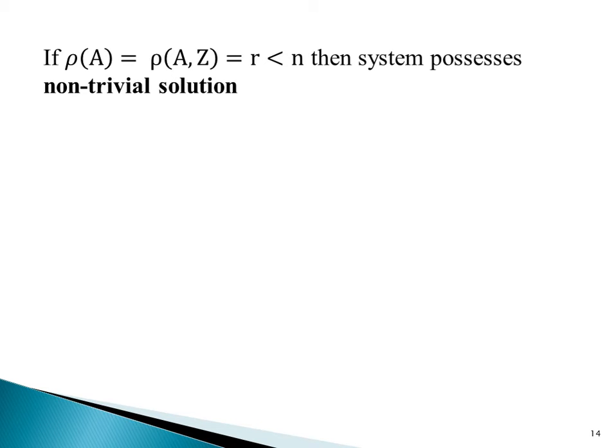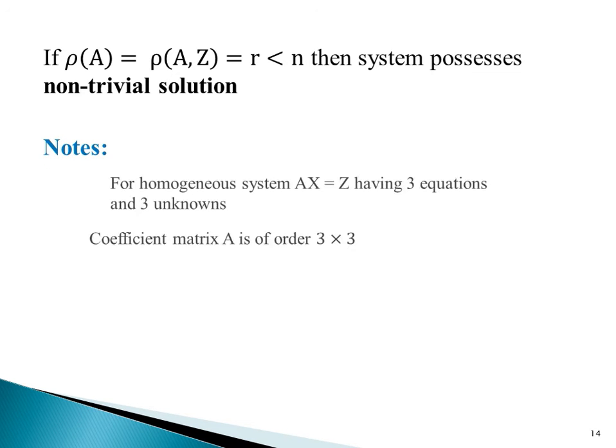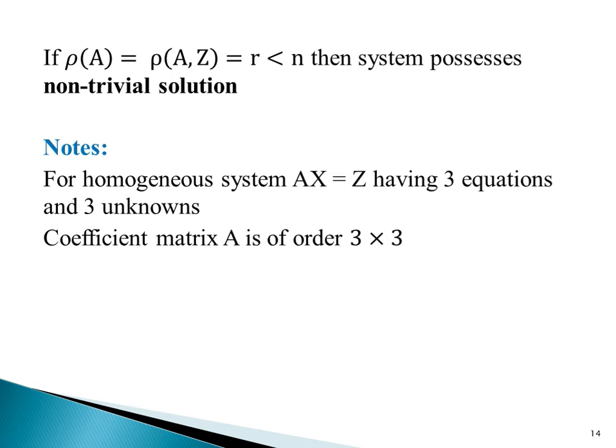If rank of A is equal to rank of AB, which is equal to r, but if it is less than the number of unknowns, then the system has a non-trivial solution. So note that for a homogeneous system AX = O having 3 equations and 3 unknowns, the coefficient matrix A is of order 3 by 3.